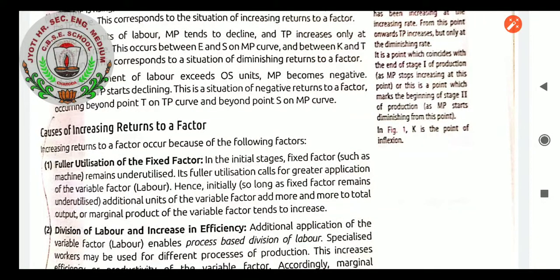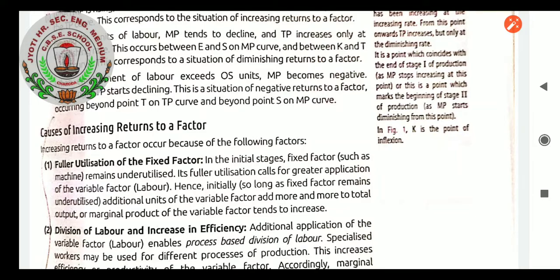Today we will learn the topic related to production function and returns to a factor. Increasing returns to a factor. Causes of increasing returns to a factor. Yesterday's class we did not complete, but today we will start. Students, what do you mean by causes of increasing returns to a factor? In what way can we increase the factors? Increasing returns to a factor occurs because of the following factors. Very first, fuller utilization of resources.